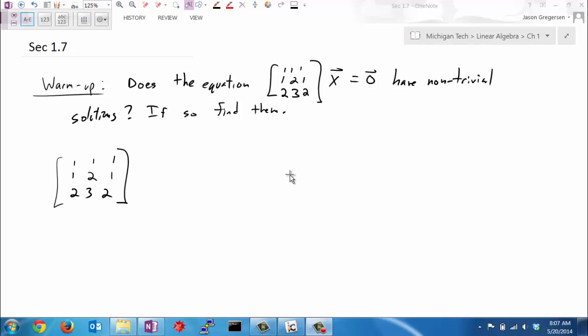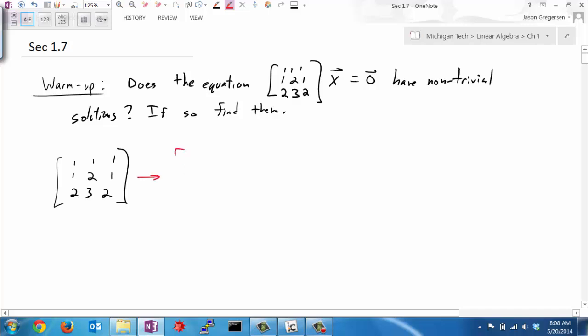Alright, so let's start with the warm-up. Does this equation, matrix times x equals the 0 vector, have a non-trivial solution? We know it has solutions, we know it's consistent because it's a homogeneous equation. So we want to find out if it has non-trivial solutions. So what are we going to do? Pretty much the only thing we know how to do, right? We're going to row reduce.